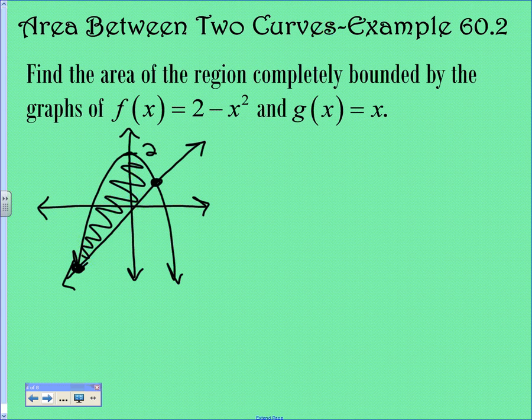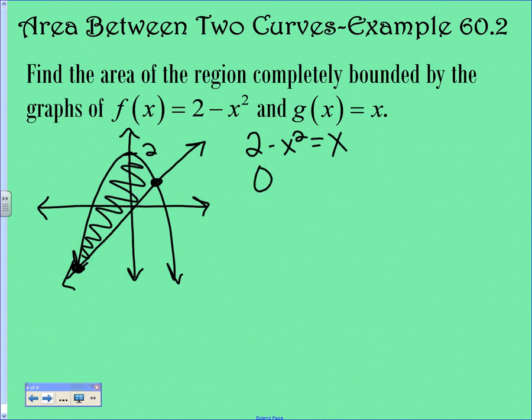What are those numbers? No, it's not infinity. Yeah, they do keep going. They do go to infinity, but they intersect before infinity. So how do we figure out where they intersect? Set them equal to each other. So 2 minus x squared equals x.